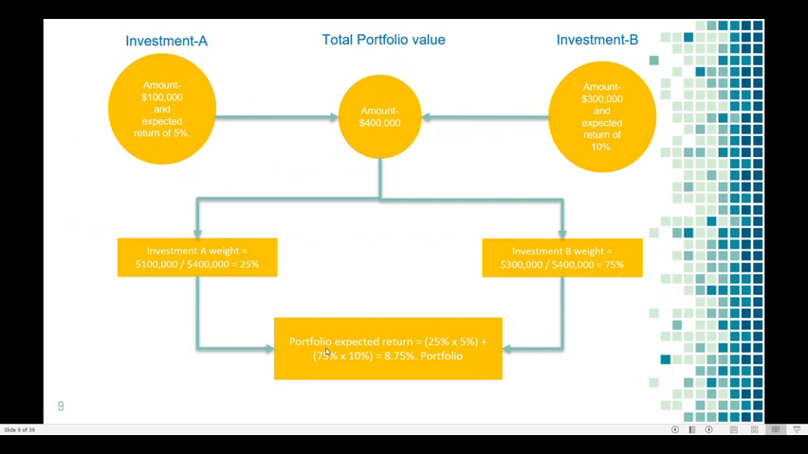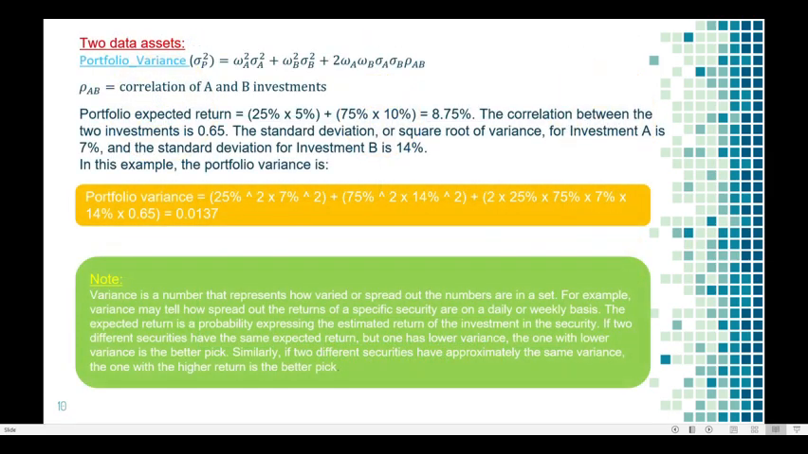The portfolio return is the investment A weight times the expected return of investment A, plus the investment B weight in the portfolio times the expected return of investment B. It gives an 8.575% portfolio return. So how can we calculate the portfolio variance?